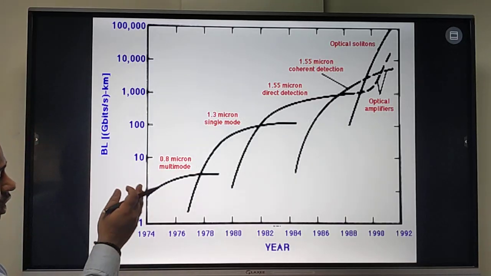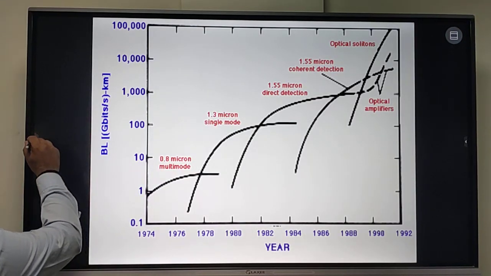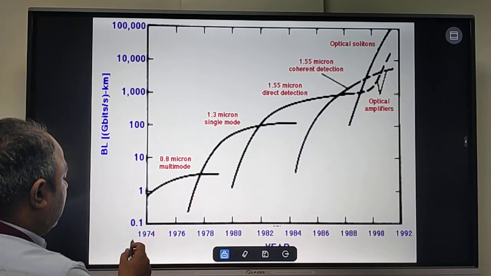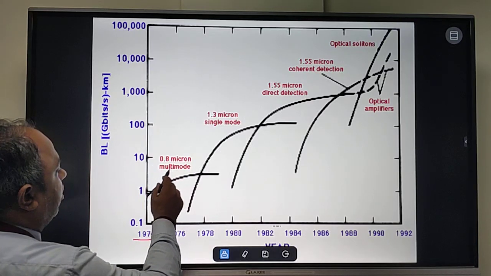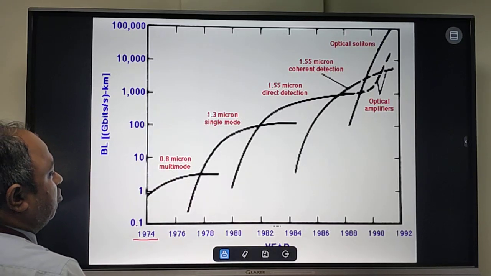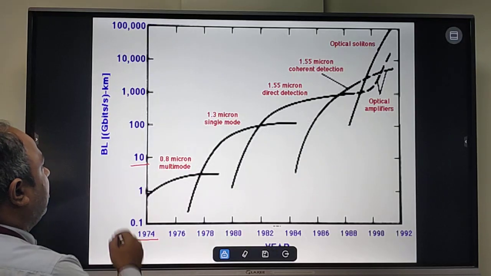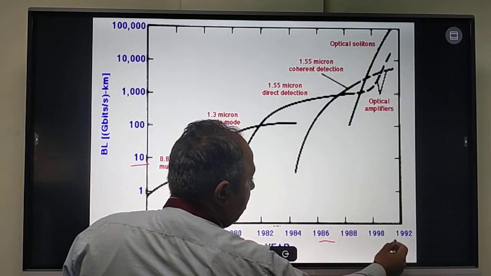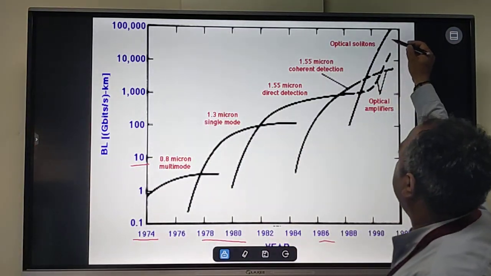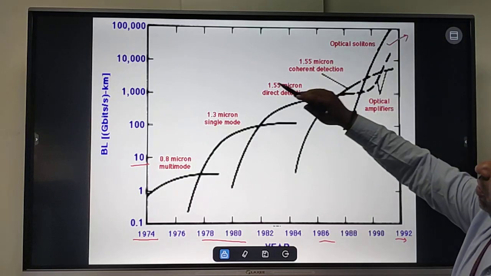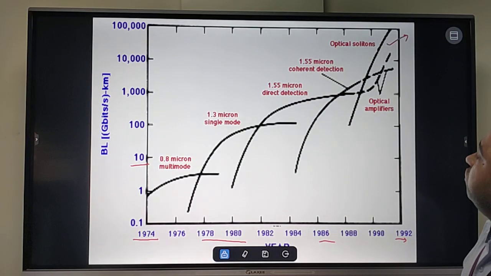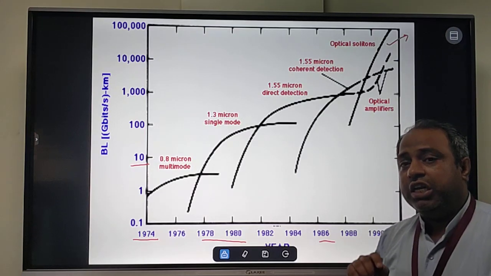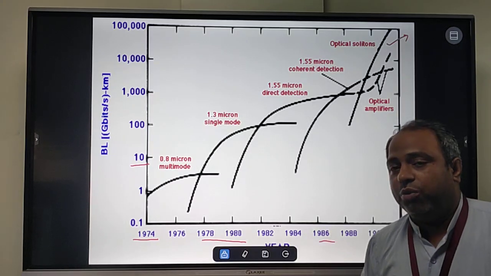Look at this. I'm talking about how the generation is increasing and enhancing the bit rate of the signals day by day. Look at this. In 1974, the 0.8 micron multimode fiber could be used for transmission at only 10 gigabits per kilometer. But as the era goes higher, the signal goes higher. Look at this, optical amplifier, 1 lakh bits of data transfer in 1992. But nowadays we transfer 370 terabits per second with the help of optical networks.